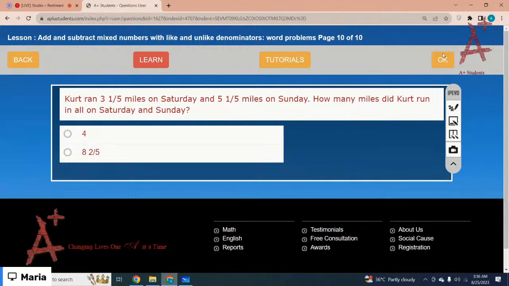Kurt ran 3 whole 1 over 5 miles on Saturday, 5 whole 1 by 5 miles on Sunday. How many miles did Kurt run in all on Saturday and Sunday? So you have to add. They have the same denominators. 5 plus 3 makes 8, and 1 by 5 plus 1 by 5 makes 2 by 5, so it would be 8 whole 2 over 5. The second option is the correct one.